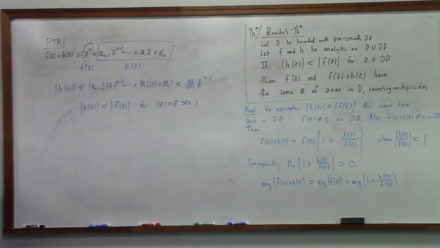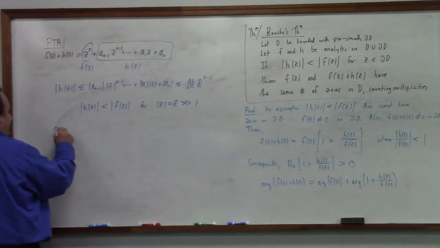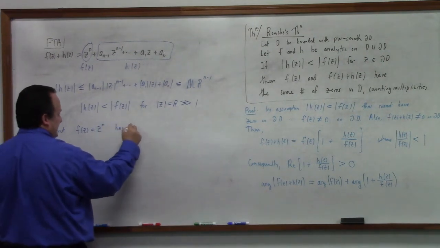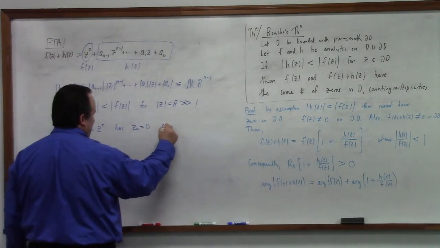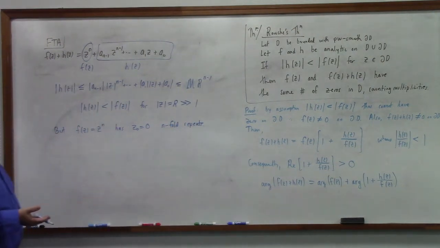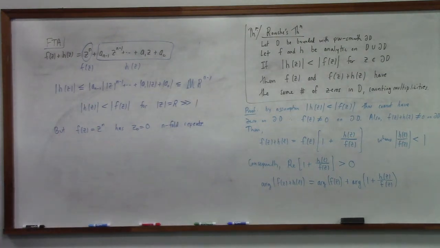So then what? So if we use, how many zeros are there for f of z? f of z equals z to the n has z naught equals 0 n-fold repeated, right? What's that say then? By Rouche's theorem, f of z plus h of z also has n zeros, possibly repeated. But f of z plus h of z is an arbitrary nth order polynomial. And that's the fundamental theorem of algebra.